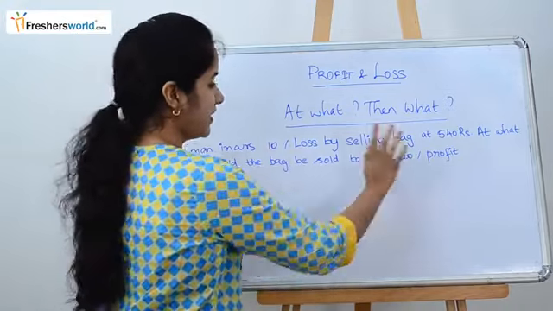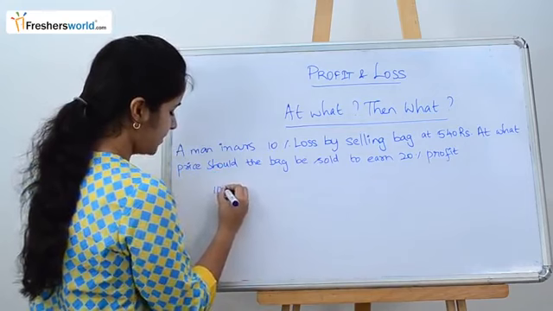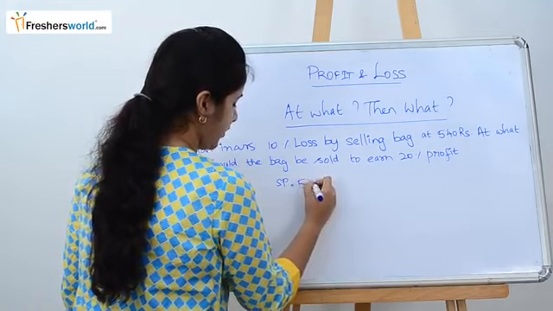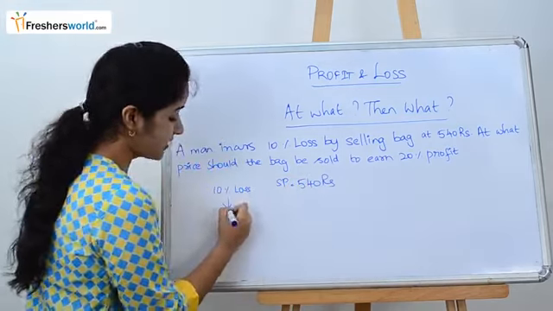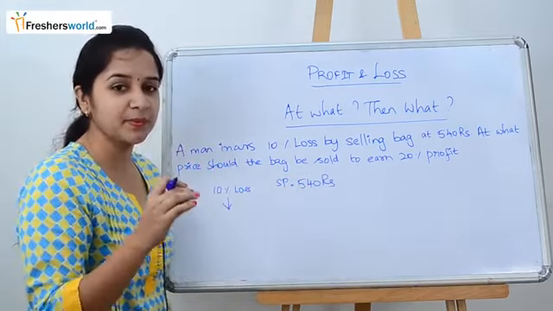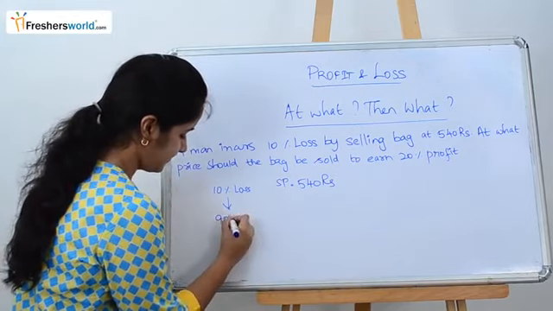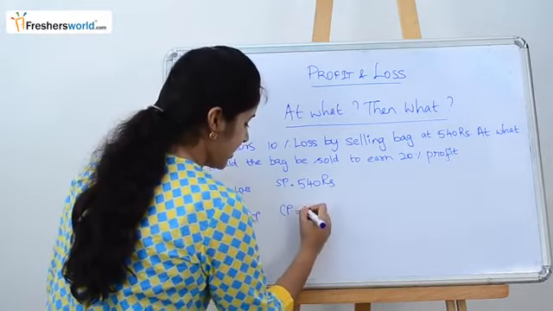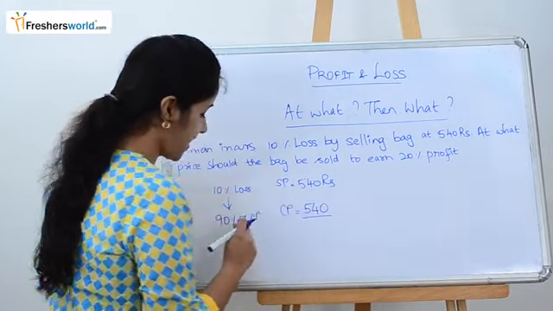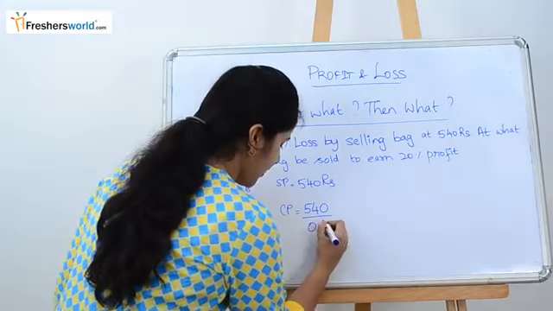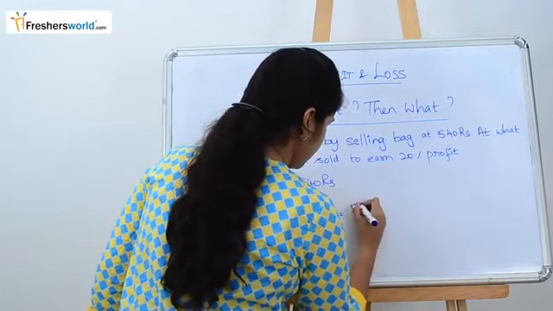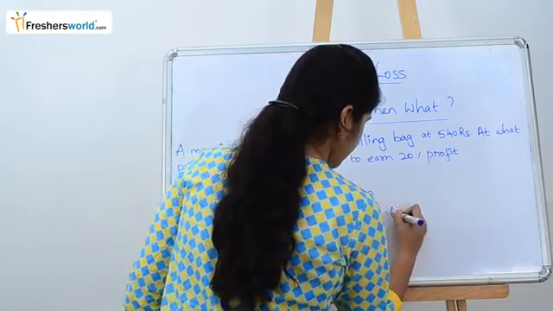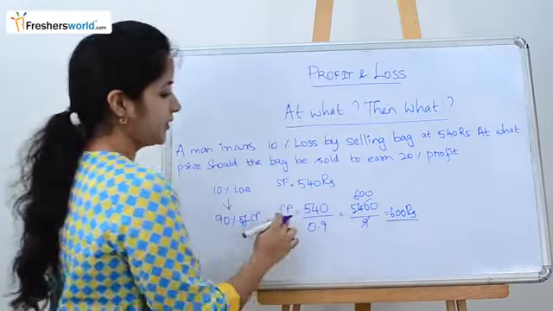So what they have given in the first sentence is 10% loss by selling the bag at 540 rupees. So we know that if it's 10% loss, he would have sold it at 90% of the cost price. So we need to find the cost price here. Cost price is nothing but, as usual, put the selling price here. So it is 90% of the cost price, which is nothing but 0.9. So it is 600 rupees. So you know that your cost price is 600 rupees.